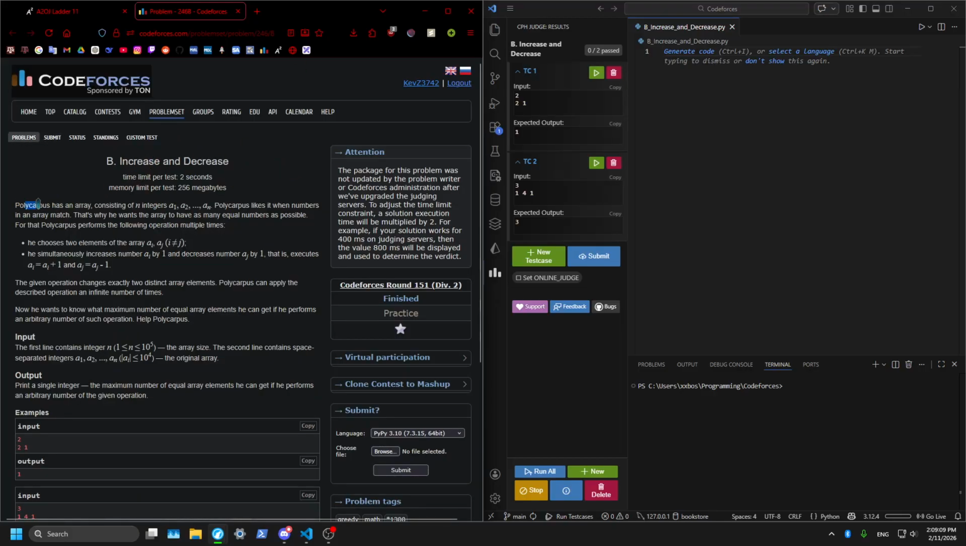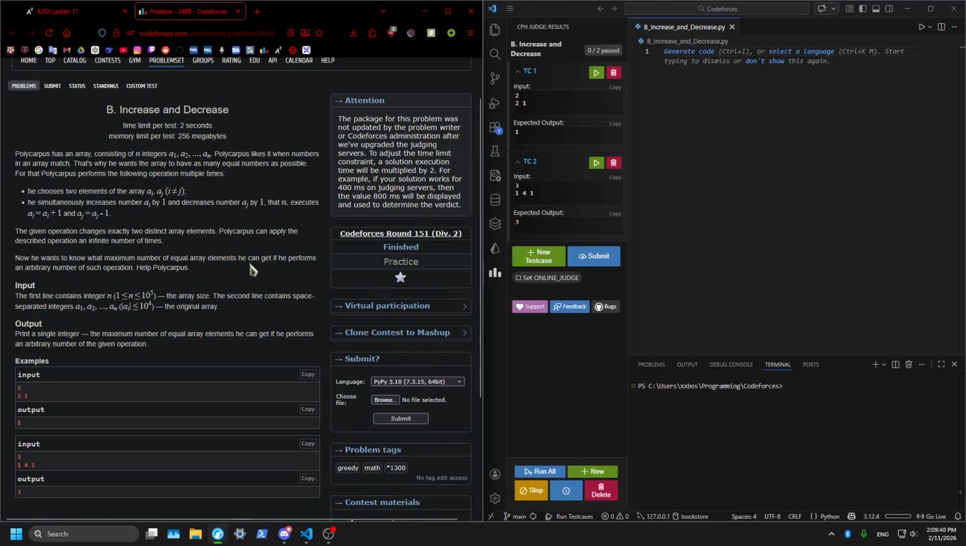Increase and decrease. Polycarpus has an array consisting of integers. He likes it when the numbers in an array match. That's why he wants the array to have as many equal numbers as possible. He chooses two elements of the array, AI, AJ. He increases number AI by 1, decreases AJ by 1. So this sounds like sorting or something. Oh, this is a 1300 problem.